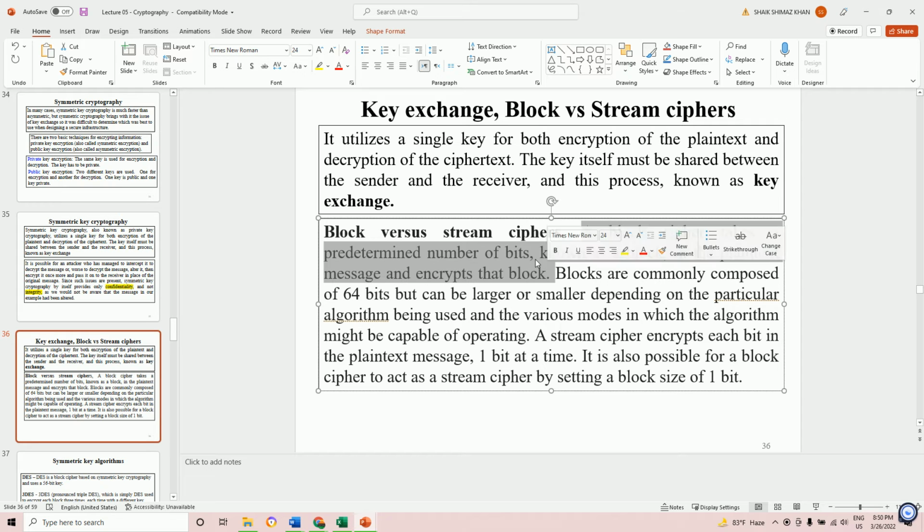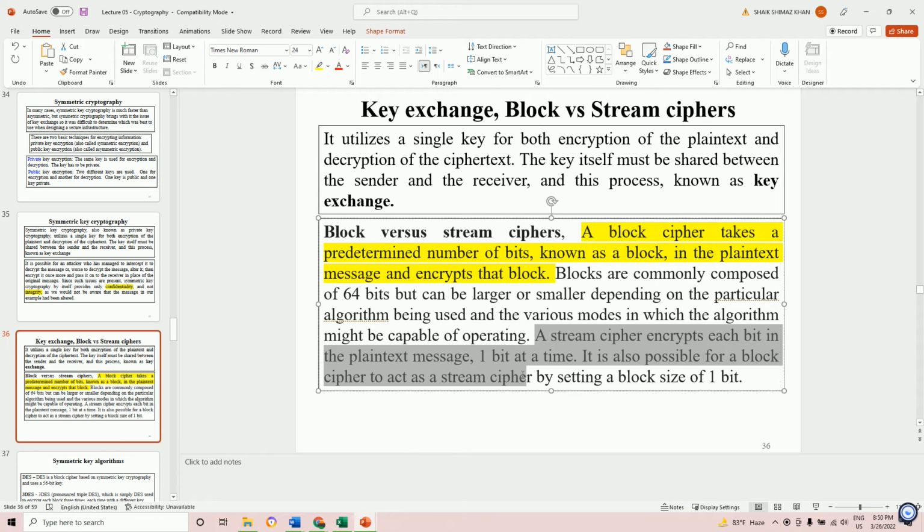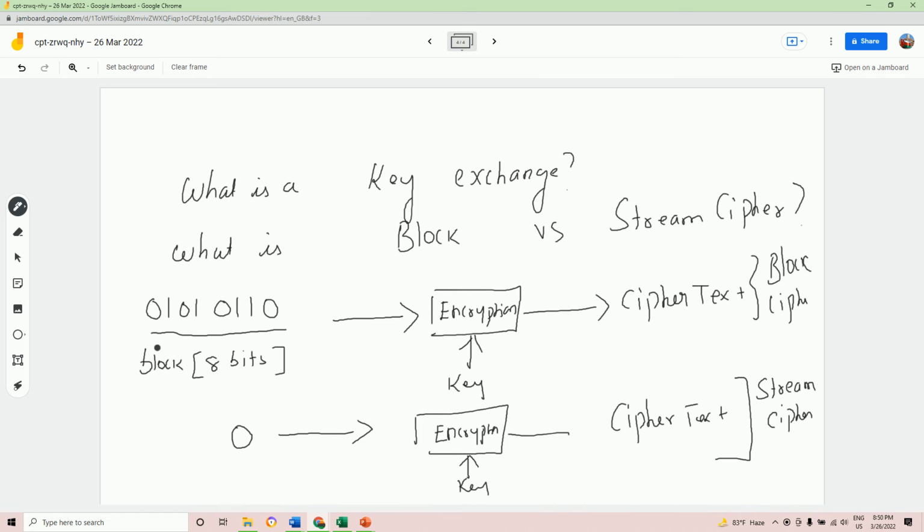So a block cipher takes a predetermined number of bits known as block, and then encrypts the block. A stream cipher encrypts each bit in the plain text, one bit at a time. So now you can ask, what is the size of this block? It can be 8 bit or it can be 64 bit or it can be 128 bits or it can be 256 bits, like that, so on.